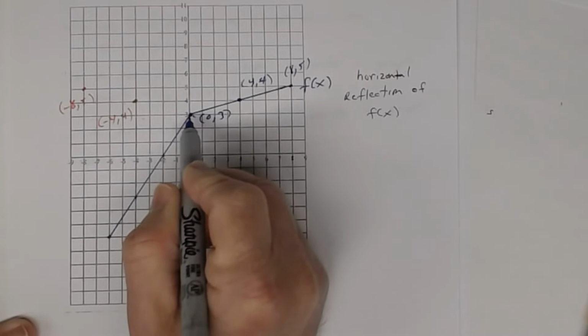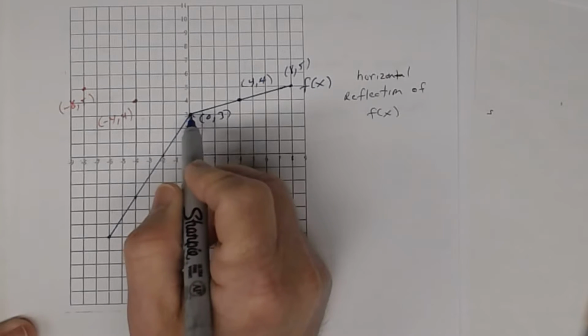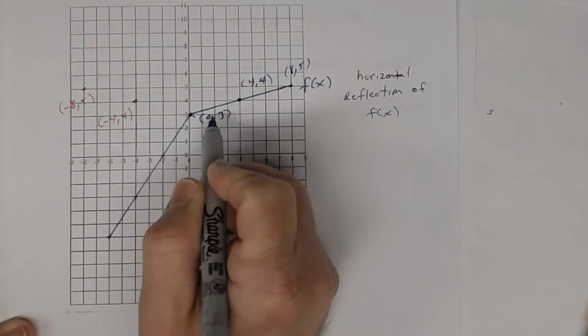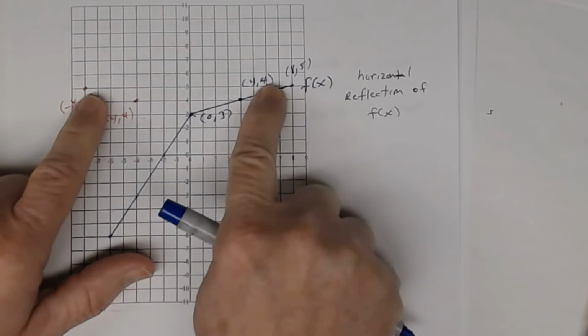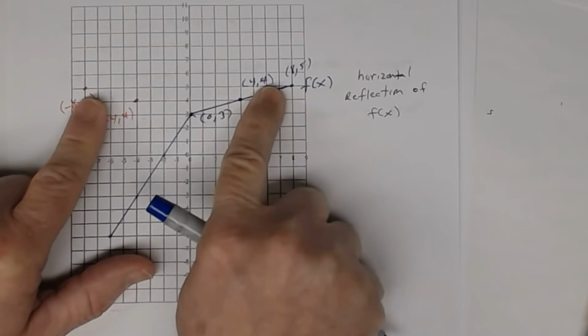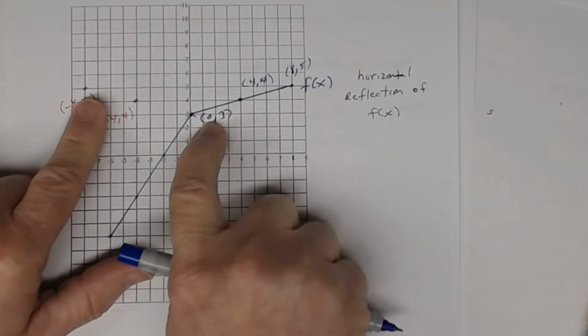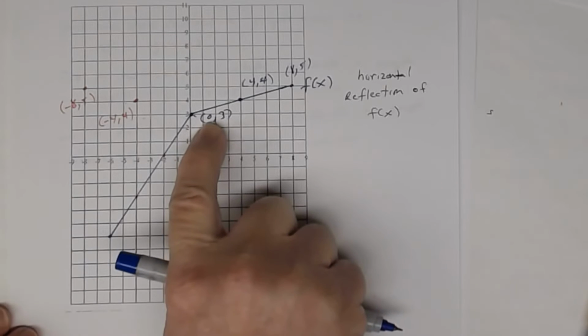So, you see it's on the y-axis, right? A point that's on the y-axis, when I reflect it about the y-axis, stays on the y-axis, doesn't it? Because remember, in a horizontal reflection, the y-coordinate stays the same and the x-coordinates are opposites. So what is the opposite of 0? Well, the opposite of 0 is still 0, isn't it?